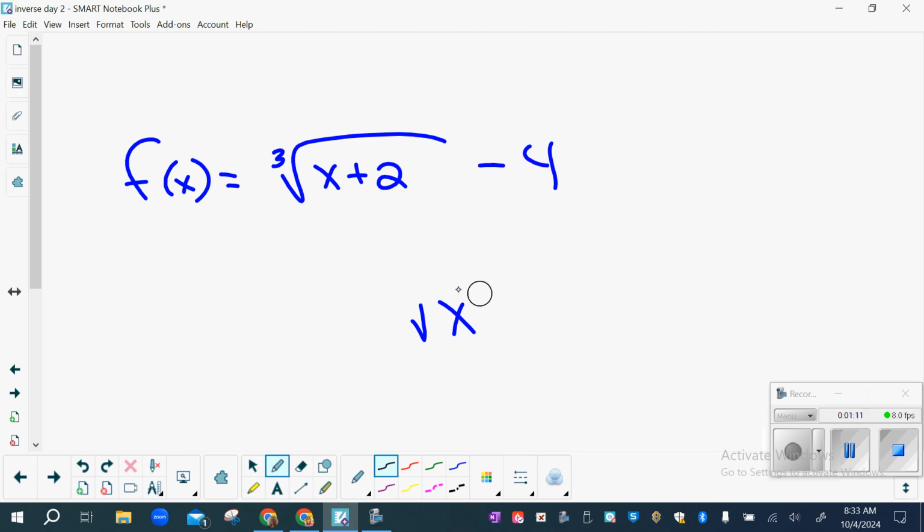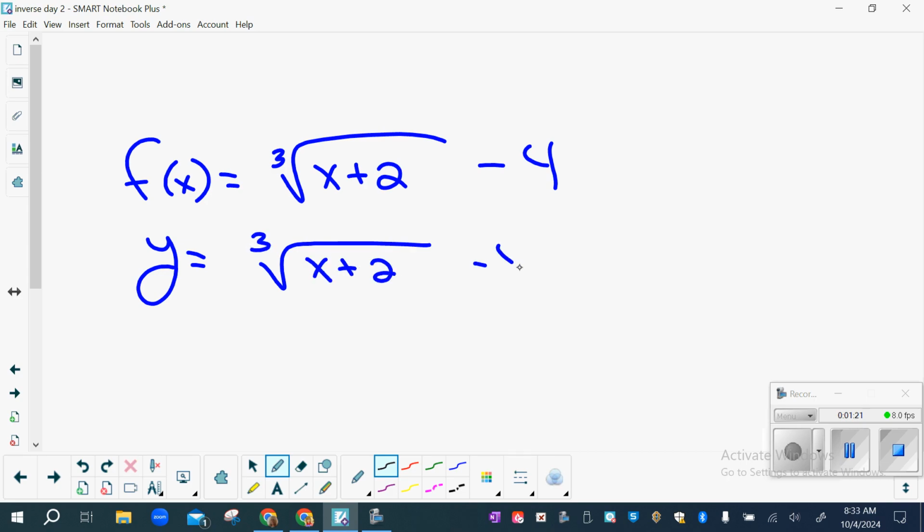So let's see if we remember how to do this from yesterday. Step one, get a y in there. Y equals the cube root of x plus 2, minus 4. Step two, flip-flop your x's and y's. So this now is x, and this now is y.